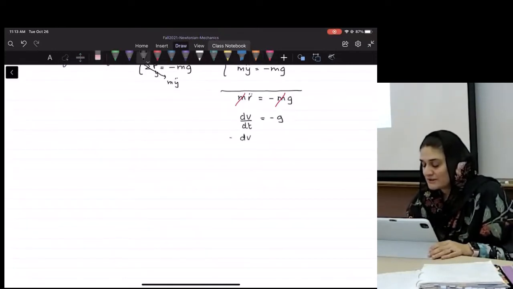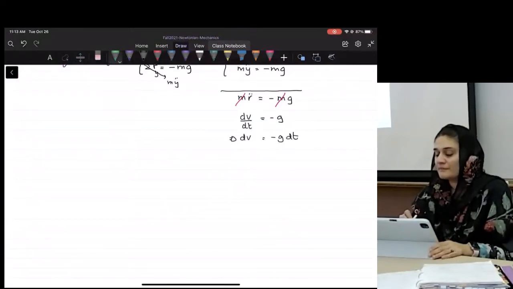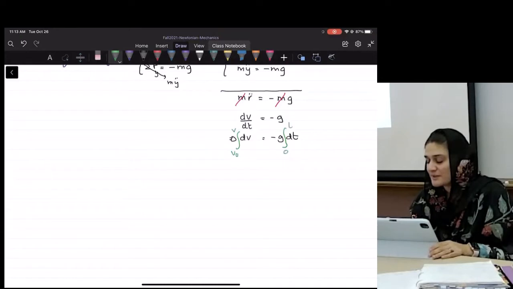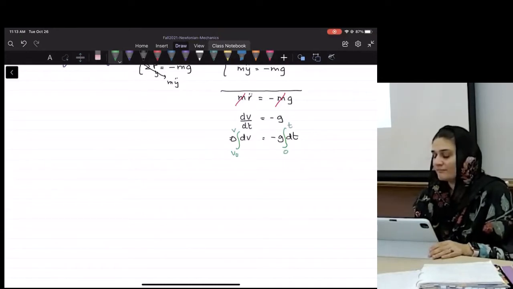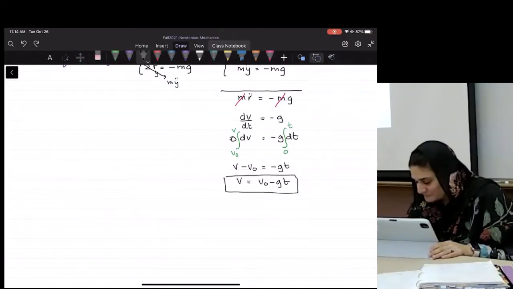Do I do dv equals minus g dt? May I integrate both sides, from some v0 to some v and from 0 to t? What do I get? Or what does that look like? Rectangles. There we go.